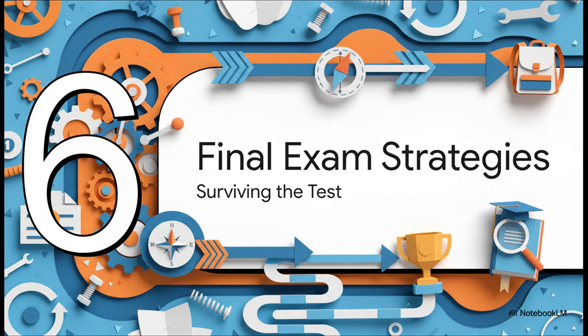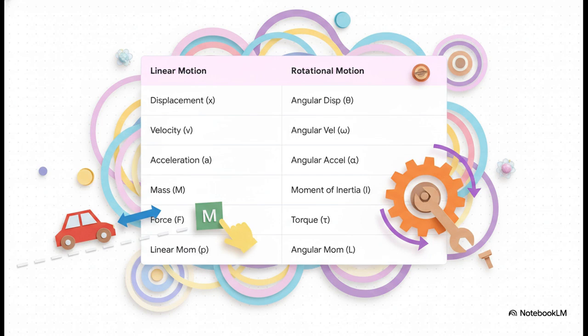Let's wrap up this explainer by giving you the ultimate survival guide. Take a mental picture of this summary table right now. Directly mapping linear variables to their rotational counterparts is by far the fastest way to memorize your formulas. I mean, if you know Newton's F equals ma, you automatically know torque equals moment of inertia times angular acceleration. It's the exact same mathematical poetry, it's just spinning.